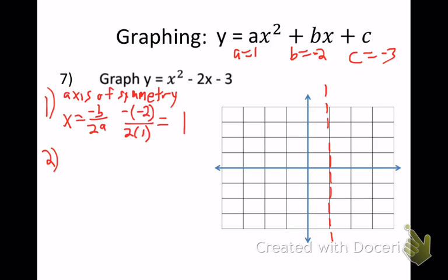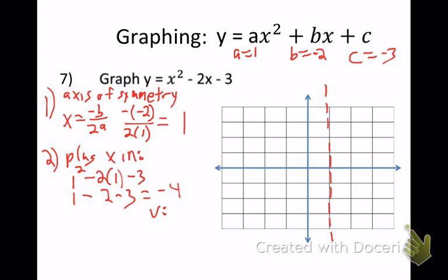Step 2, plug x in. So I'm going to take 1, and plug it in for x. I get 1 squared minus 2 times 1 minus 3. What's 1 squared? 1. 2 times 1 is 2. What's 1 minus 2 minus 3 get me? -4. My vertex is (1, -4). So there's my vertex.